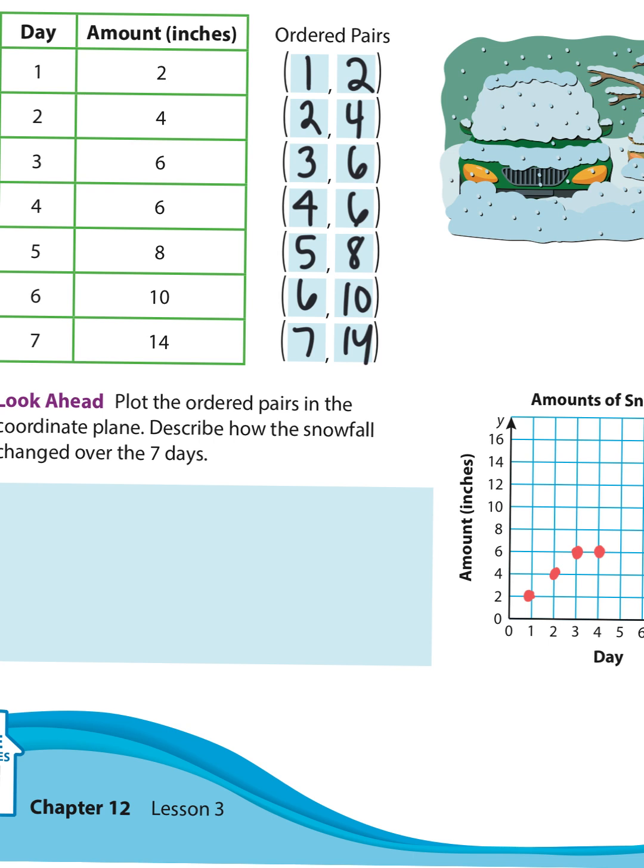But then on day 5, what happened? I went up to 8 inches of snow. Day 6, I'm up to 10 inches of snow. And then on day 7, I got 14 inches of snow. So what day did I get the most snowfall? You got 14 inches of snow on day 7.